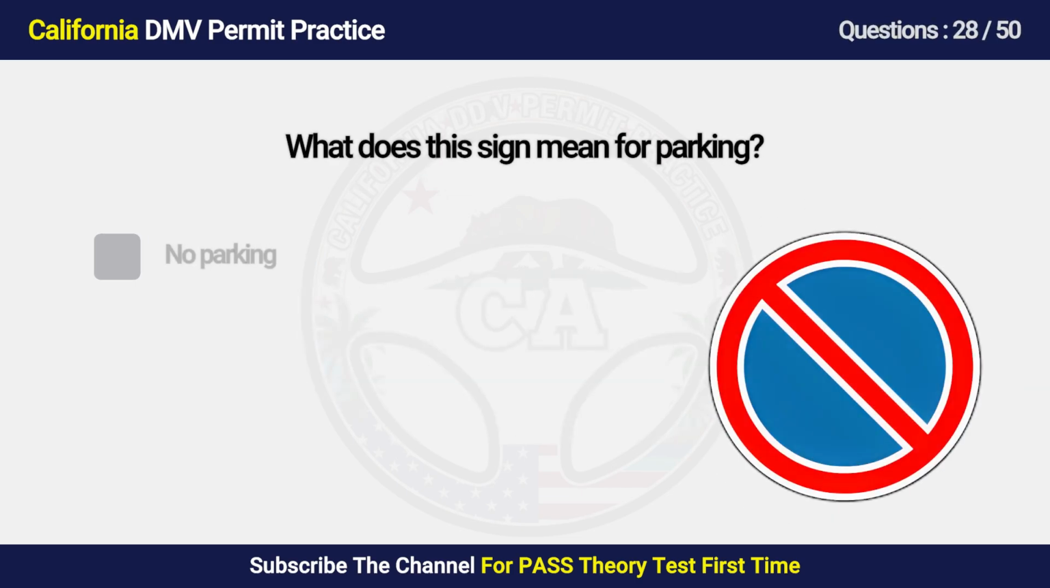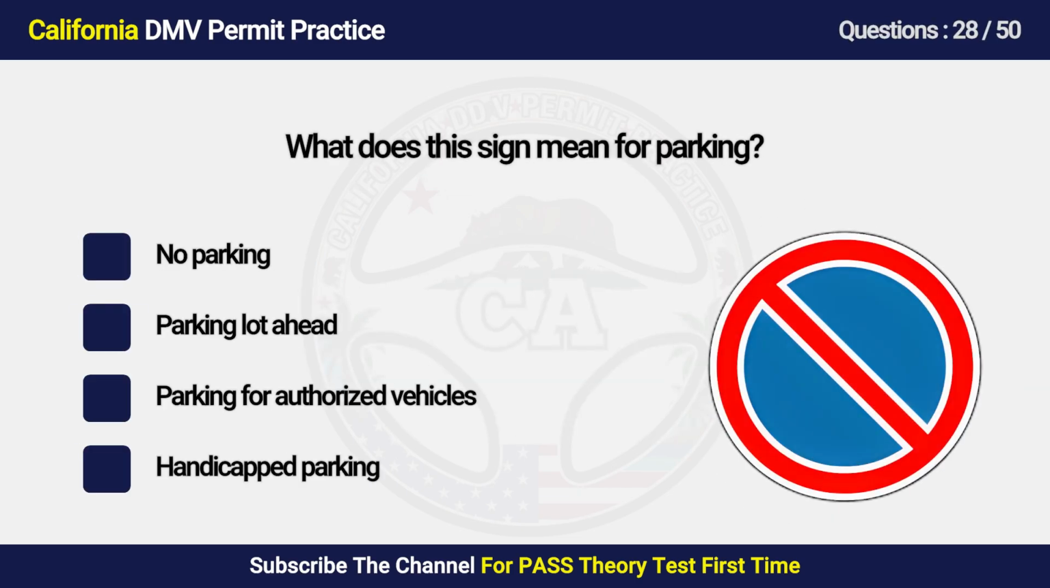Question 28. What does this sign mean for parking? A. No parking. B. Parking lot ahead. C. Parking for authorized vehicles. D. Handicapped parking.